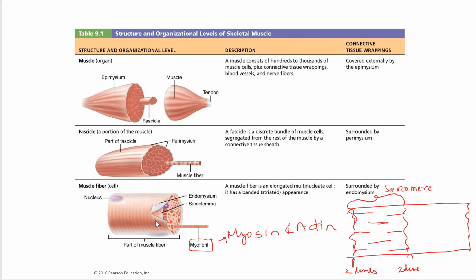So don't worry about remembering all this yet, but just keep in mind the muscle fiber is a bunch of myofibrils held together, and the myofibril contains myosin and actin filaments arranged in a smaller unit known as sarcomere. And each muscle fiber contains hundreds of sarcomere units.